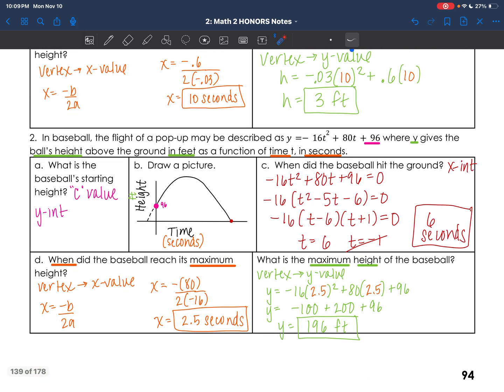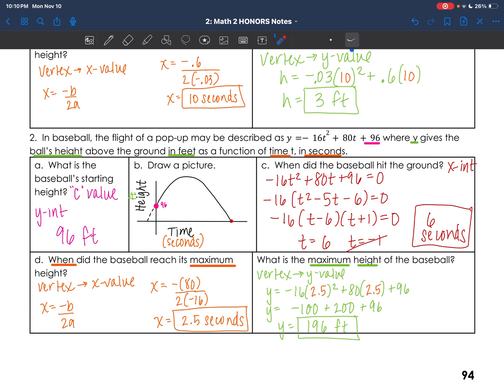Now for this next one, it says in baseball, the flight of the pop-up may be described using this equation where y gives the ball's height above the ground in feet as a function of time in seconds. So remember, your c value is your y-intercept. So we started at 96, and we said it was 96 feet because that is your c value right here. It said in feet, so that's why I put it there.